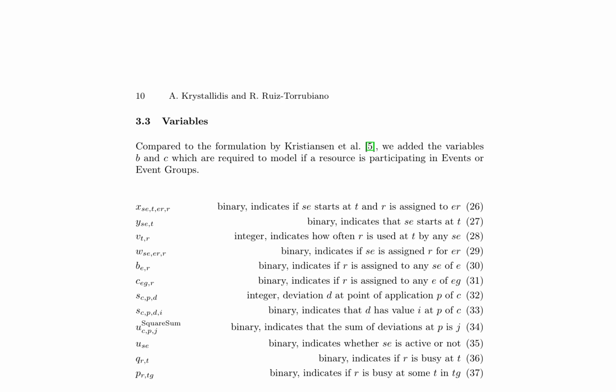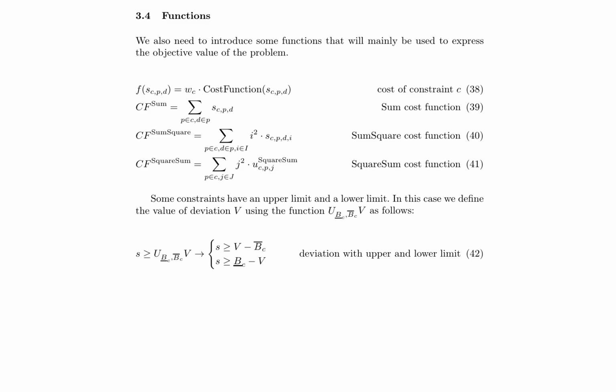The constraints in the model are applied to events, resources, and event groups, with each constraint having a weight and an upper and lower limit. The deviation at a point of application is calculated using the function BCV, which considers both upper and lower bounds on constraints. The objective of the model is to minimize the total cost of constraint violations, taking into account the weight of each constraint and its deviation. This requires solving an optimization problem that balances the need to satisfy all constraints while minimizing the overall cost.